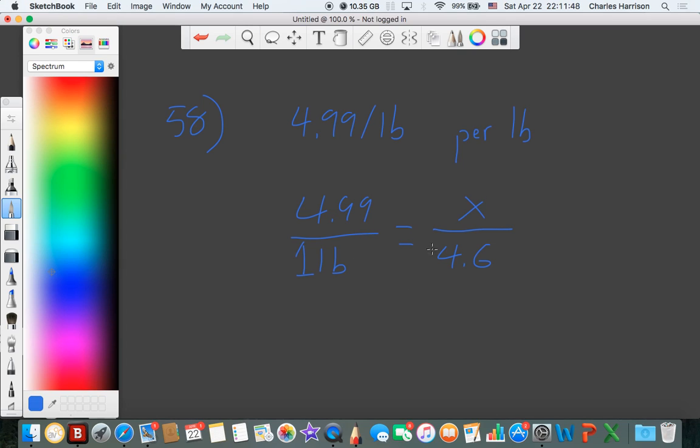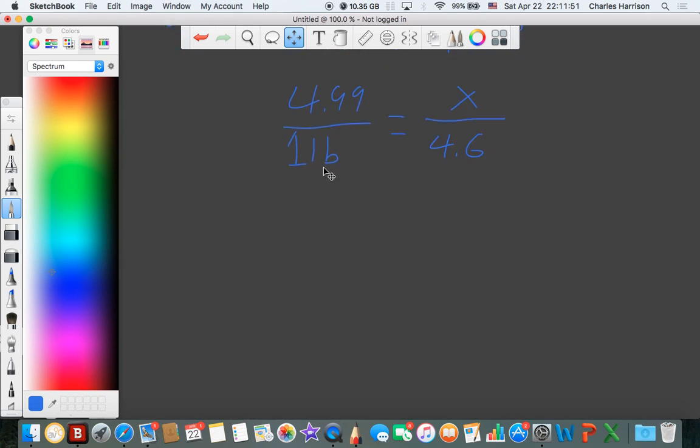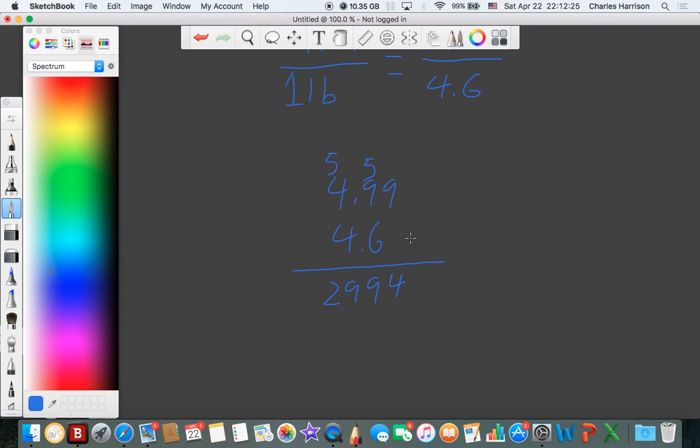Cross multiplication. So 1 pound times x is just x. So x equals 4.6 times 4.99. So 4.99 times 4.6. This times this is 54. So 4 here, carry 5. 54 again, plus 5 is 59. Carry 5 again. This times this is 24. Plus 5 is 29.